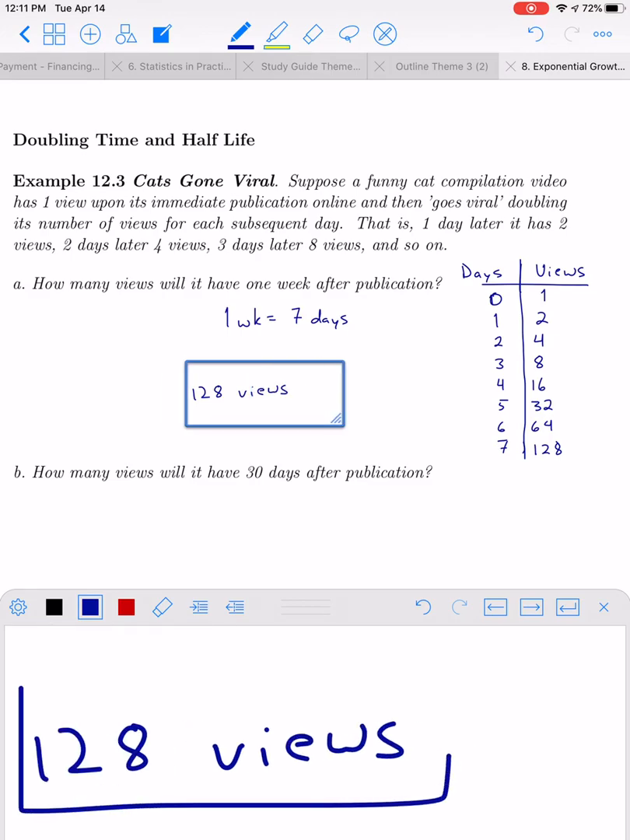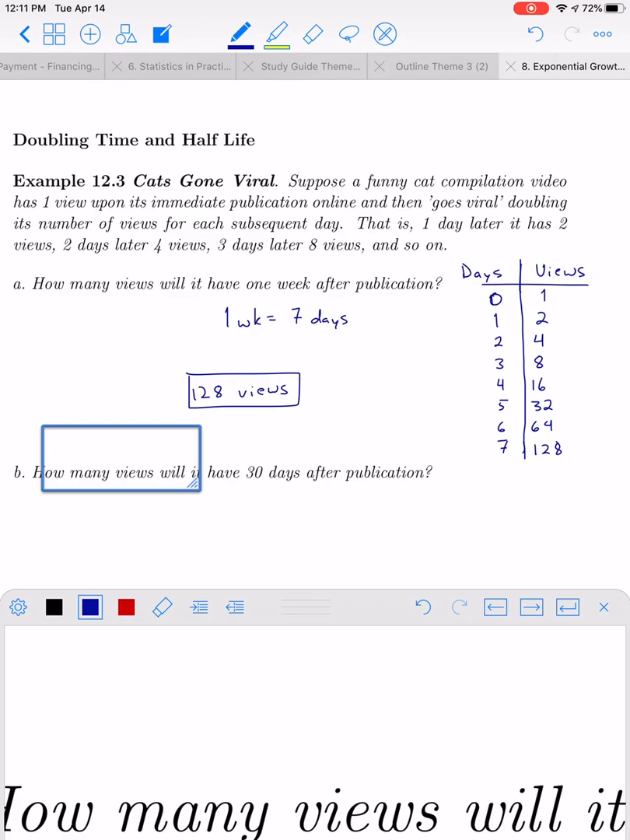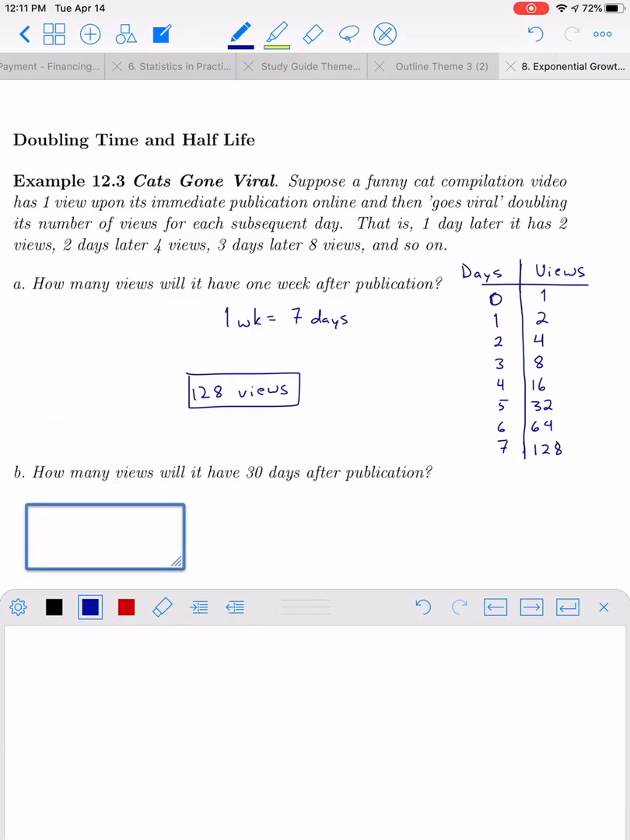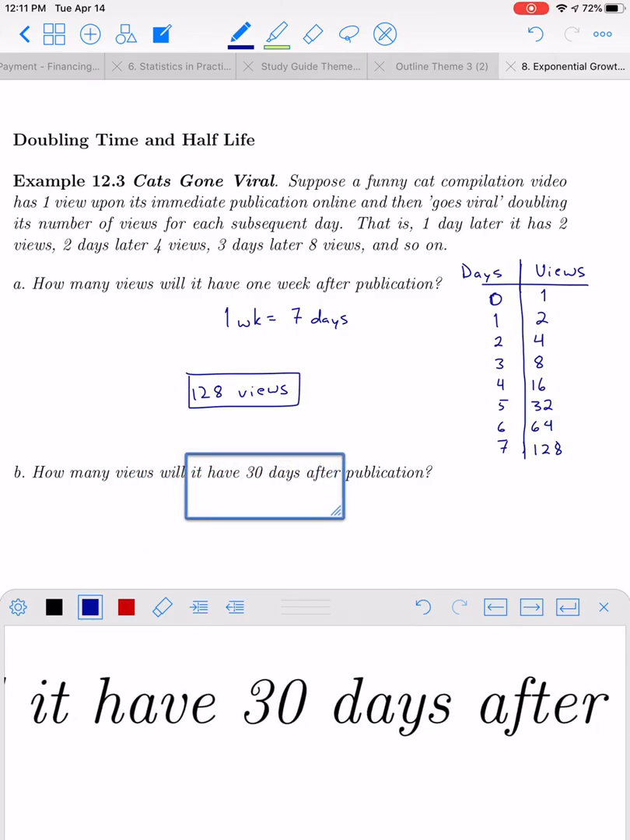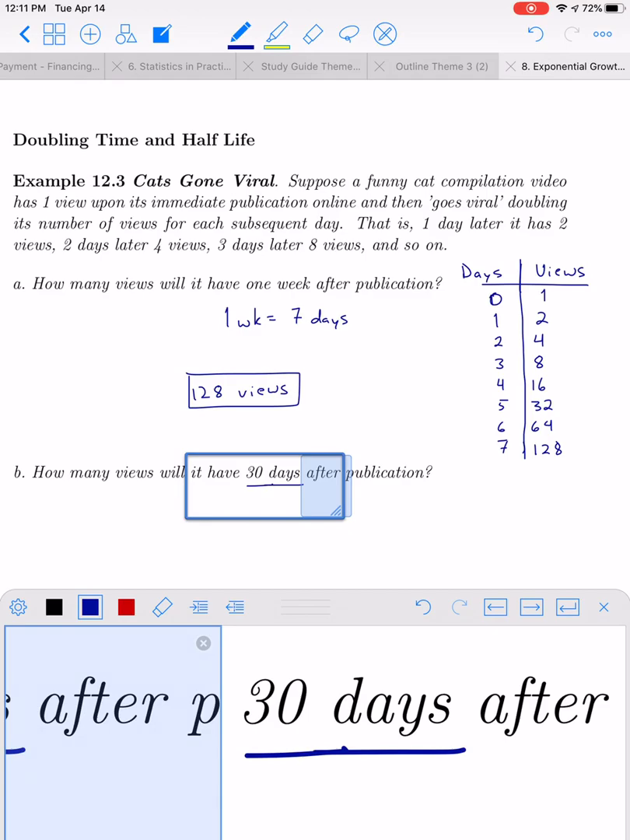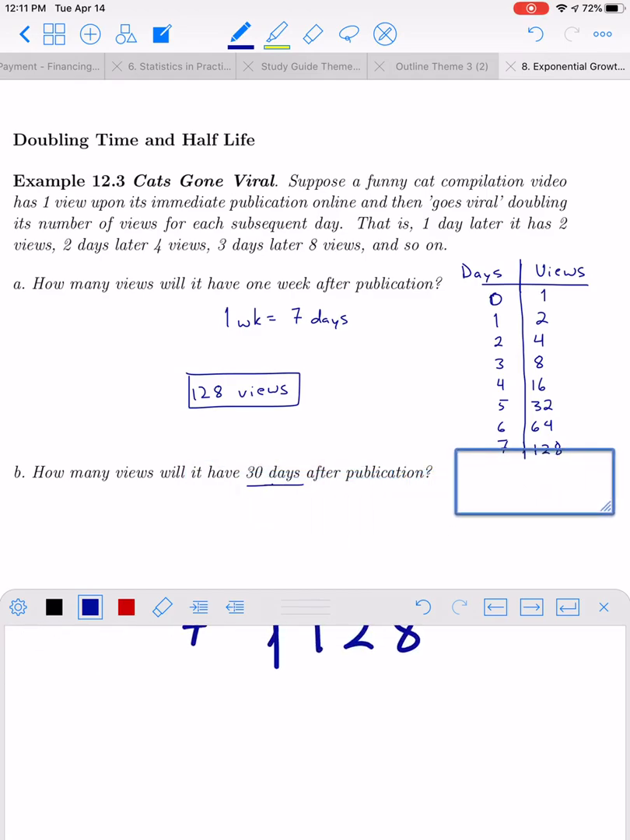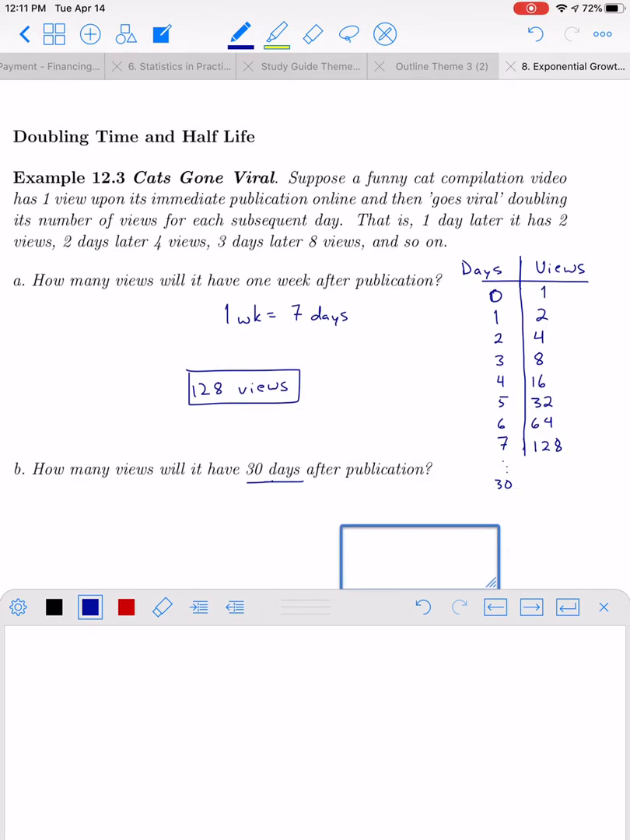Okay, this is a reasonable way to answer the question, given the nature of this question. It's a little bit straightforward. It just doubles each time. It's kind of an easy table to put together. However, on the other hand, we're asked, how many views will there be 30 days later? Do we really want to carry this table out to 30 days? Not really. Okay, we don't really have the room for it anyway. So there's a better way to do this.